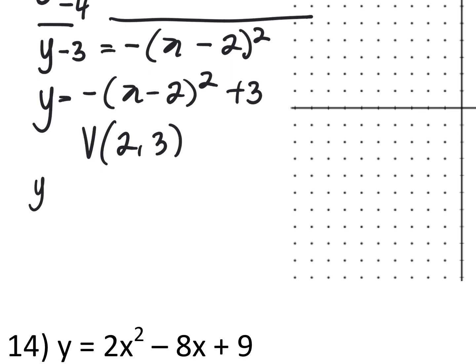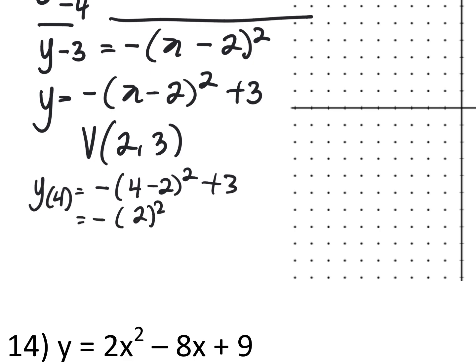Okay, so if it is going to be 3, or maybe let's say 4, I'm going to say 4. So that's going to be negative times 4 minus 2 squared plus 3. It's going to give you negative, 4 minus 2 is 2, squared, plus 3. That's going to give you negative 4 plus 3, and negative 4 plus 3 is just going to give you negative 1. So my coordinates here are going to be 4, negative 1.